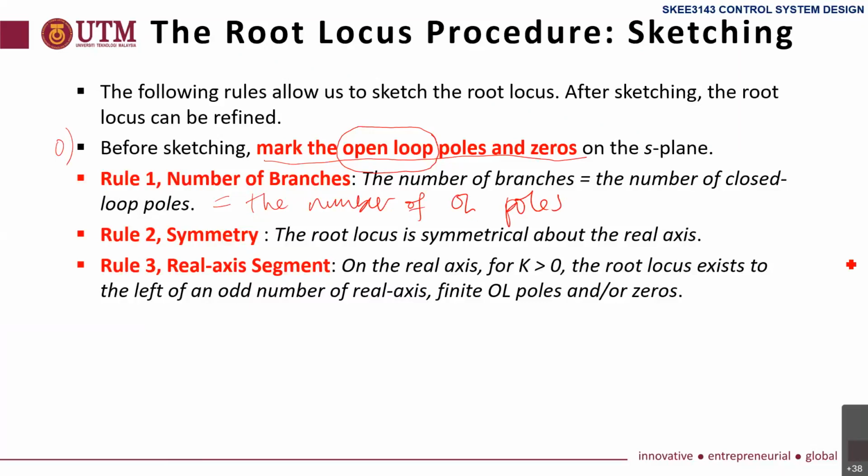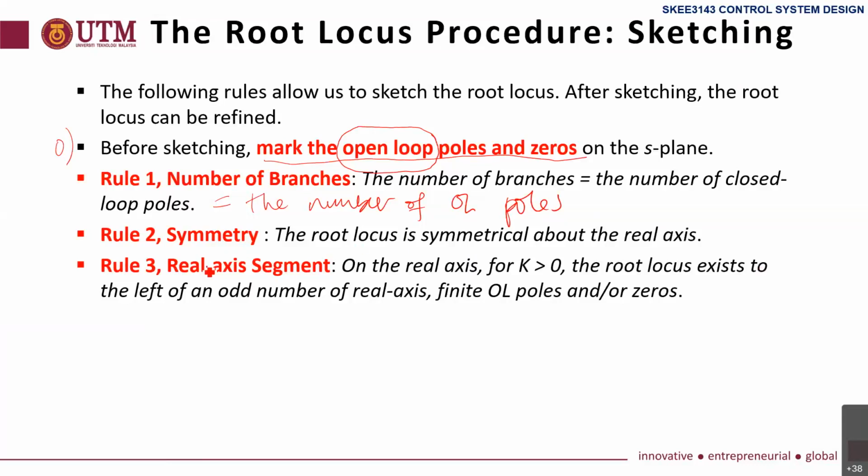Number 2, symmetry. The root locus is symmetrical about the real axis. As this is a graphical representation, that graphic we will see is symmetrical about the real axis. But they are not necessarily symmetrical about the imaginary axis, only the real axis.